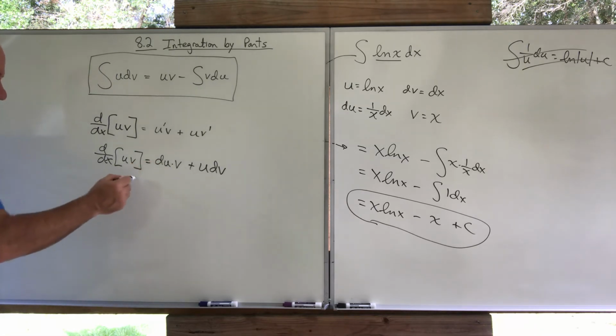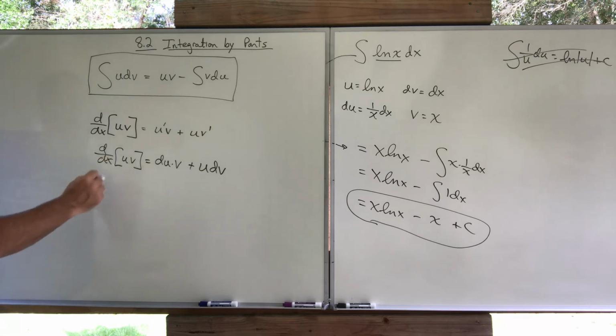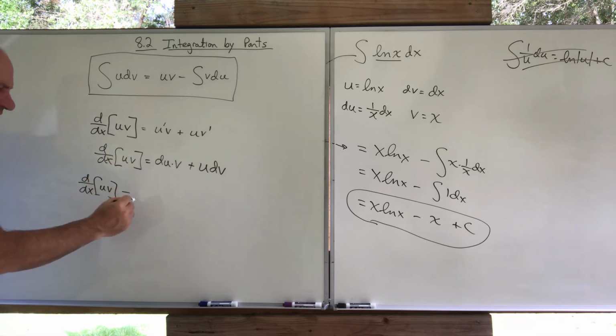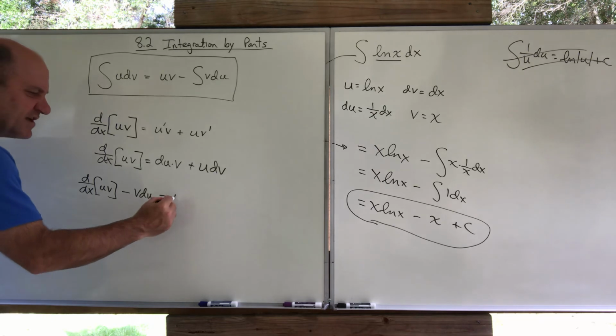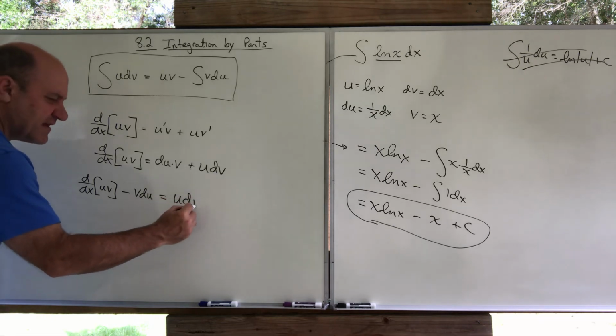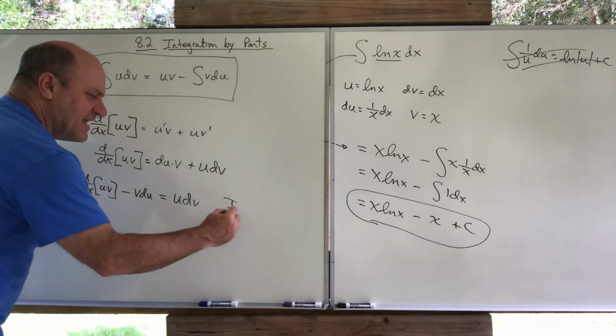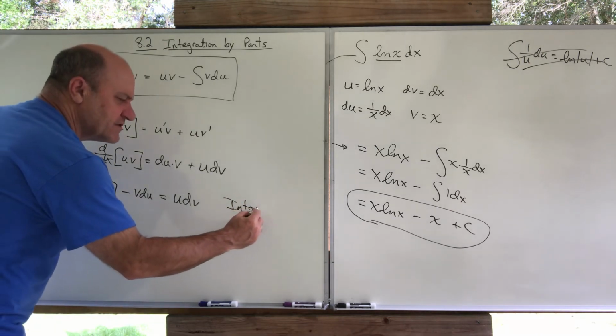I think I move this term to the other side. The derivative of this product is this. I'll move this term over here, subtract this. I'm going to write it as v du, and then it equals this u dv. And now I integrate both sides of this equation.